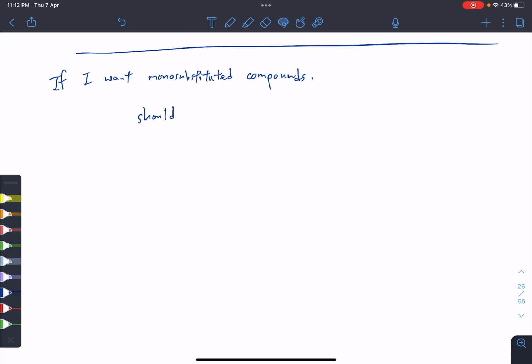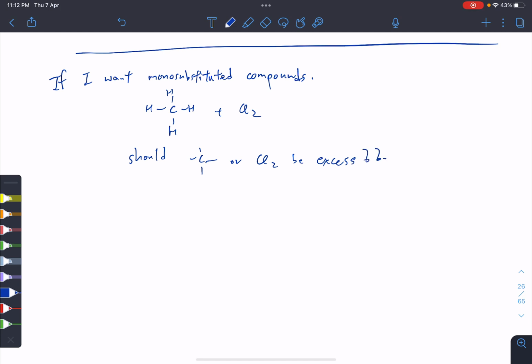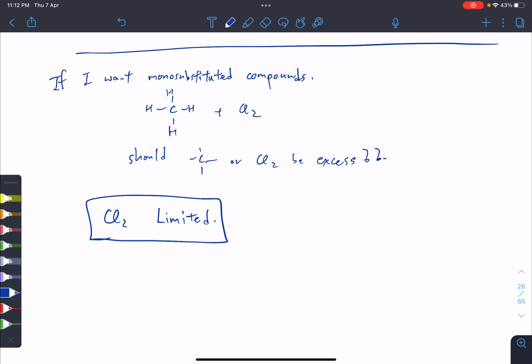So let's say our example is this reaction: methane plus Cl2. So should methane or Cl2 be excess? Actually your Cl2 is limited, because Cl2 is the one that is substituting. If my Cl2 is very little, it can only substitute one time. So you can think of it this way.